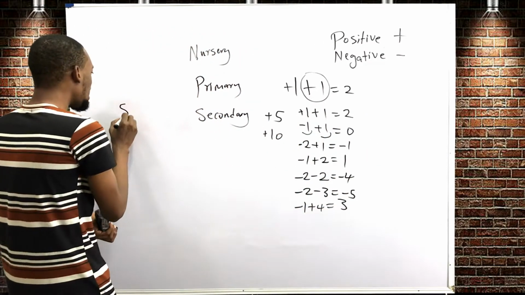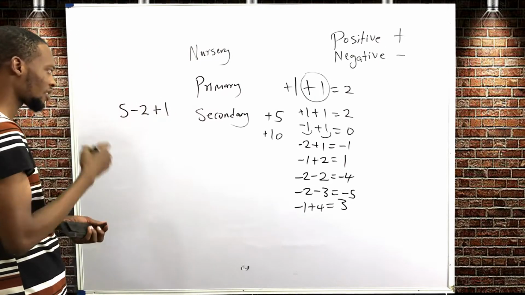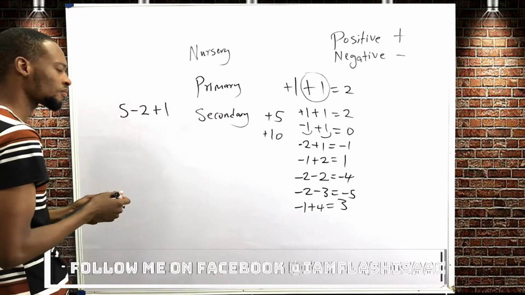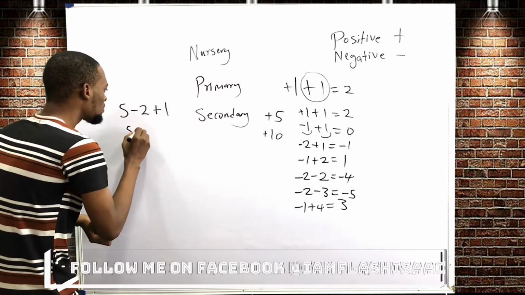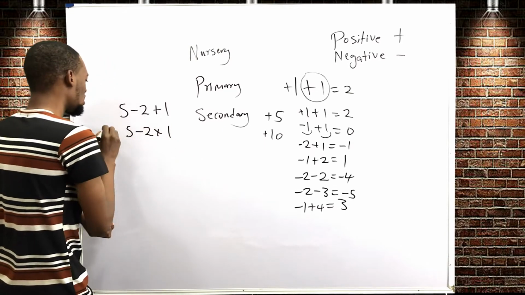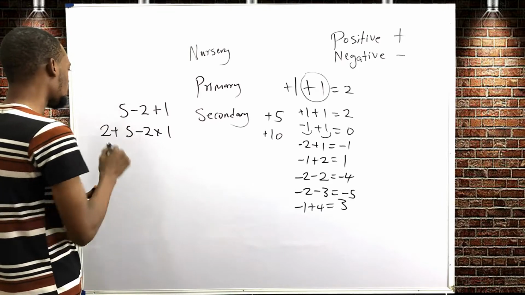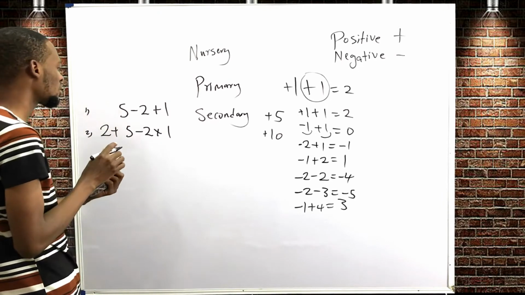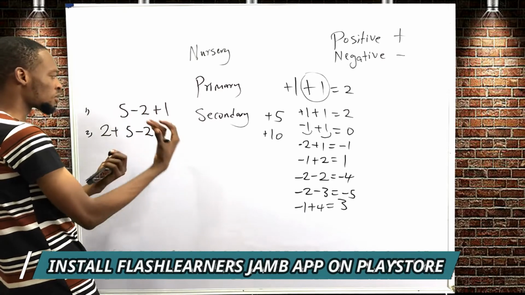Now, if you see something like 5 minus 2 plus 1, how would you solve this question? Or 5 minus 2 times 1. Now, if you see something like this, you can go ahead to solve.